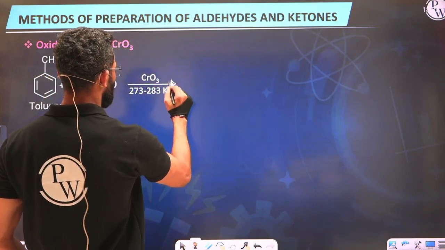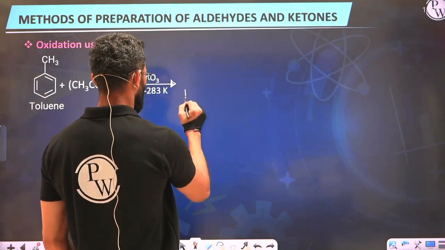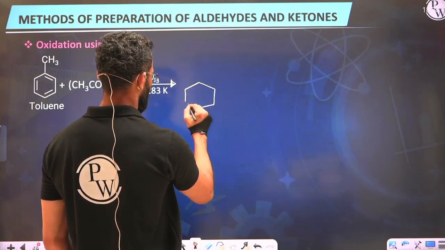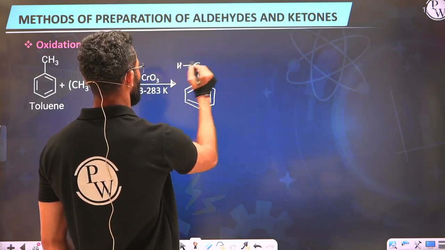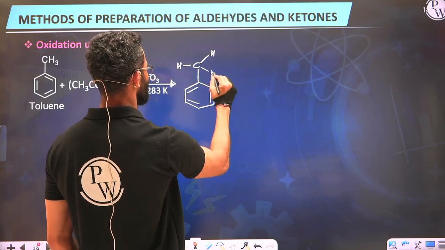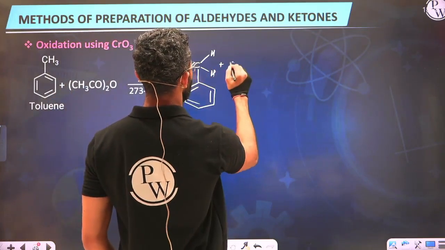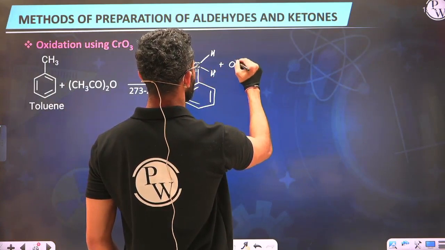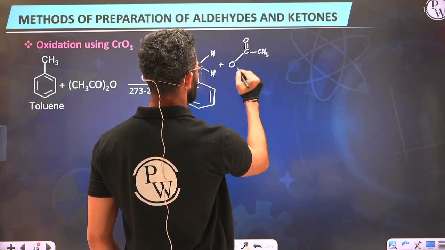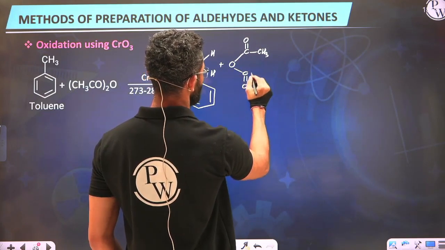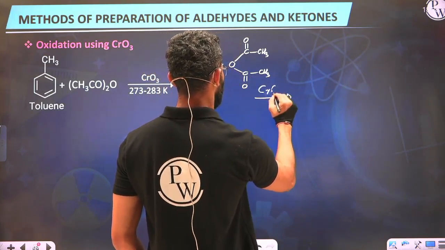Now again, the trick to remember the reaction is simply this. I'm taking the toluene again here. CH3, I'm highlighting one of the H to the left here. The remaining two H's I'm writing like this. Plus this acetic anhydride, I'm writing here like this: O, C double bond O, CH3, C double bond O, CH3. Guys, this is just a way to remember, okay? And you're carrying out the reaction in presence of CrO3.